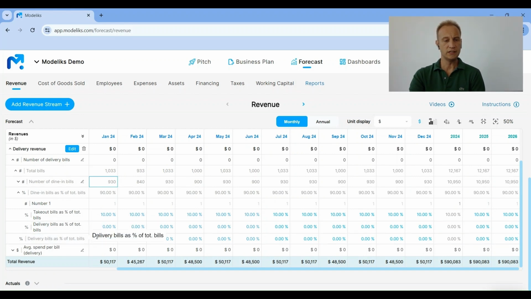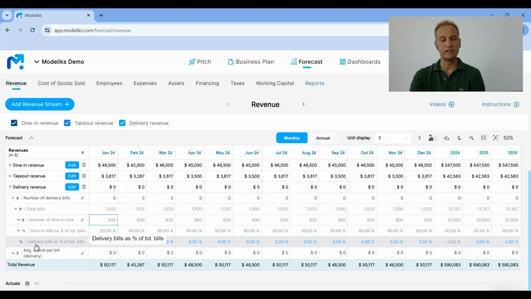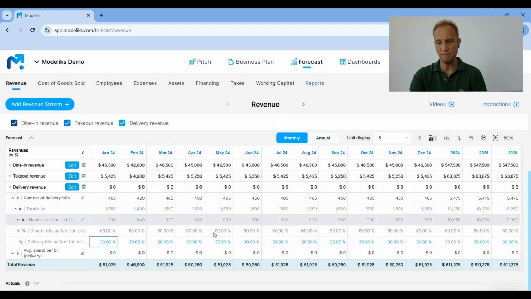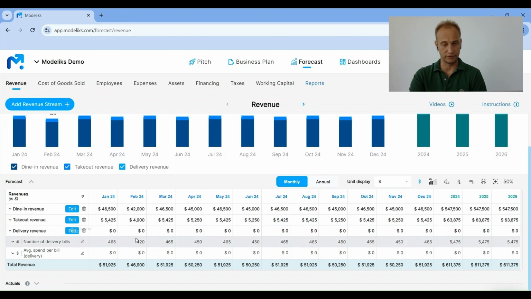The percent of delivery bills as a percent of total bills. Again, let's say that we expect about 30% of our clients to order delivery. Copy paste that over time. And with that, we have calculated the number of delivery bills for our restaurant.